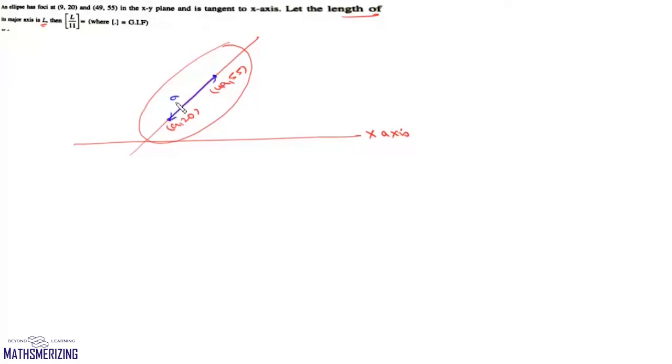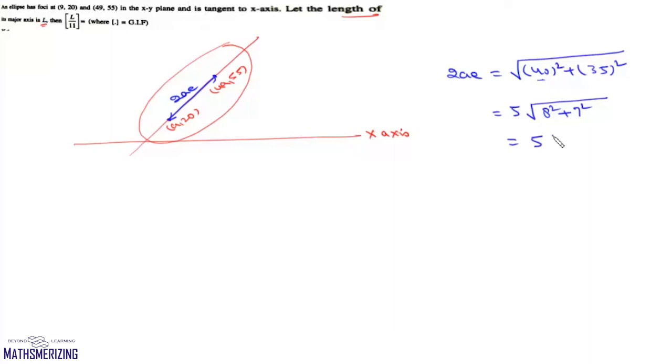Now what we'll do is, since we are given these two focus, we know that the distance between focus is 2AE. So we'll find 2AE. So 2AE in this case will be under root of, now 49 minus 9 will be simply 40 square plus 55 minus 20 is 35, so it will be 35 square. Now from this we can take 5 square common. So it will be 5, and then we can write this as 8 square plus 7 square. So it will be 64 plus 49. So there will be 5 into under root 113. So the value of 2AE is 5 root 113.